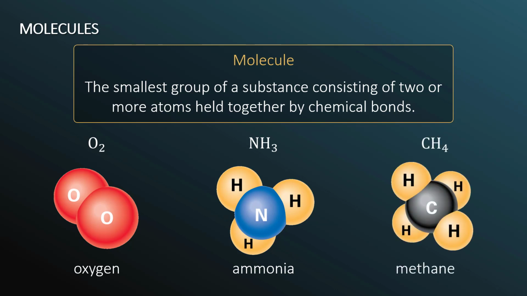Now, ammonia and methane are considered heteronuclear molecules because they are chemical compounds consisting of more than 1 atom type or more than 1 element. Oxygen is, again, homonuclear because it's just 1 element type within it, just oxygen. Ammonia and methane are heteronuclear because they have more than 1 element type. Ammonia has hydrogen and nitrogen. Methane has carbon and hydrogen.